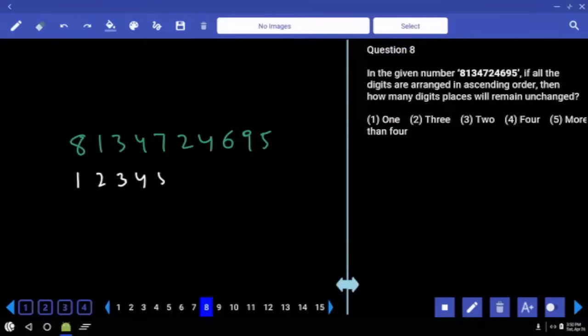And how many 4s were there? There are 2 4s. Then next one 5, 6, 7, 8 and 9. Then how many digits remain at the same place? 3 remain at the same. And 4, anything else? No. And there are only 2 digits, choice 3, question number 8.